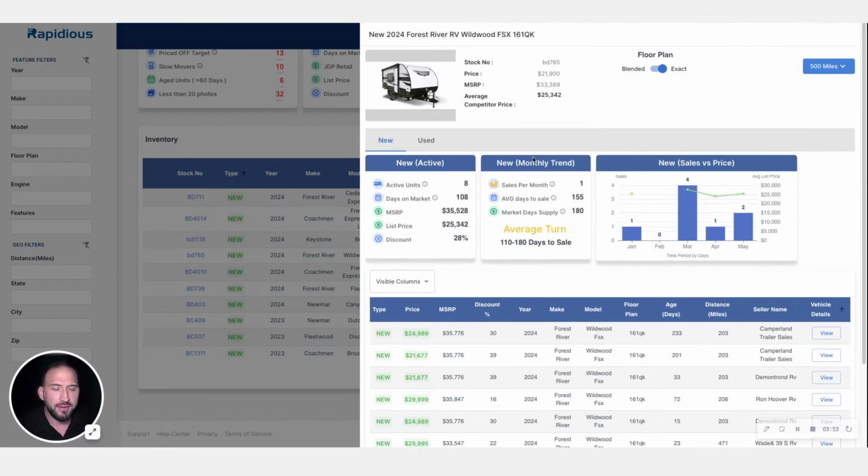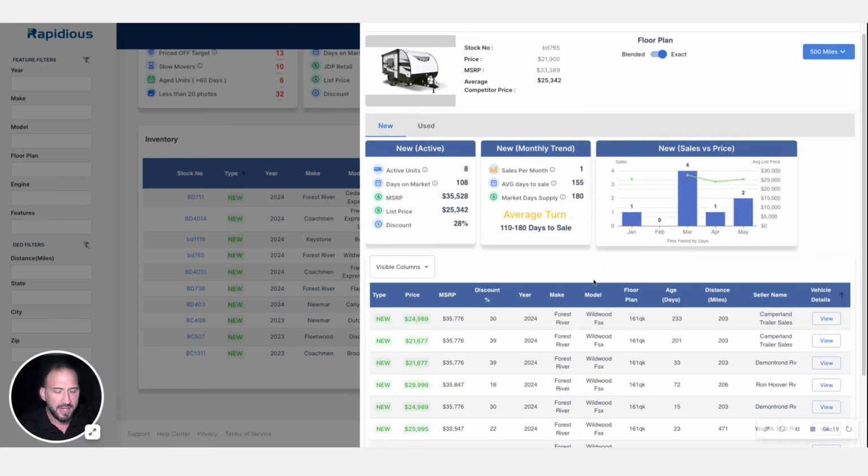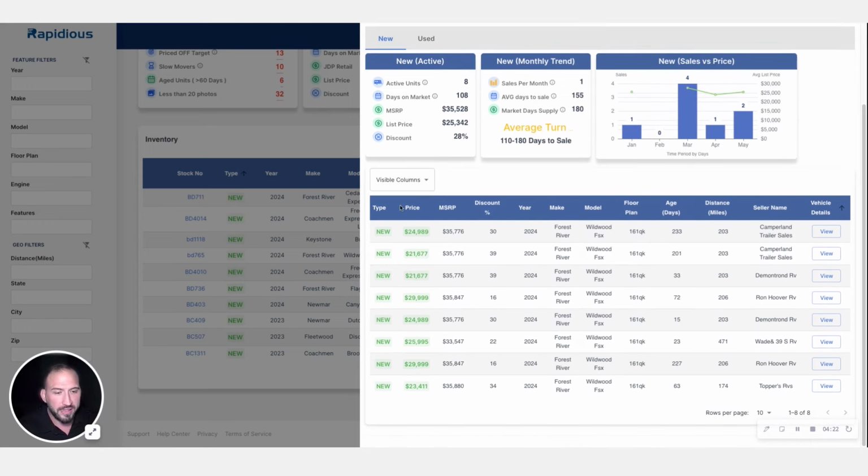Here is an individual market analysis on that unit in your inventory. It'll show you what the average competitor price is within 500 miles, which is what this is right here, on this exact floor plan, which is the FSX, the 161 QK. You've got 8 units currently for sale on the new side. Shows you how many sales per month. It's an average turn unit, just like you saw a moment ago. You see how many actually sold per month, just like you can on the market analysis page. And just like the market analysis page, you can actually click directly to the dealership's website.